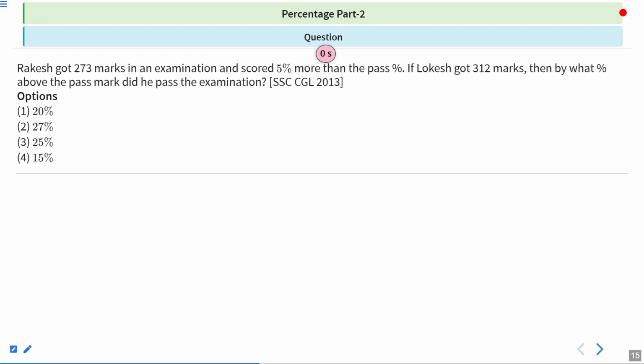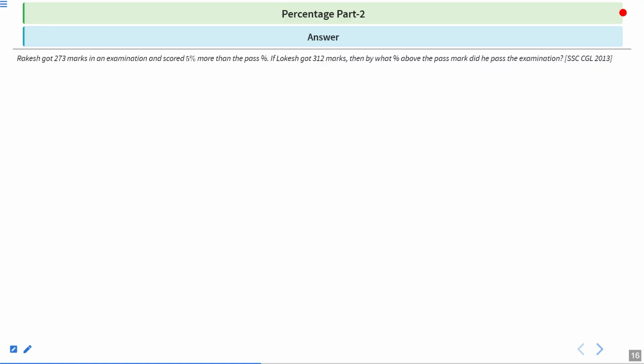Now time's up. Let's see the solution of this question. The question says that Rakesh got 273 marks in an examination and scored 5% more than the passing percentage, and Lokesh got 312 marks. Now the question is, what percent above the passing mark did he pass the examination? The correct answer of this question is 1, which is 20%. Now see the detailed solution using concept 7.2 in this question.